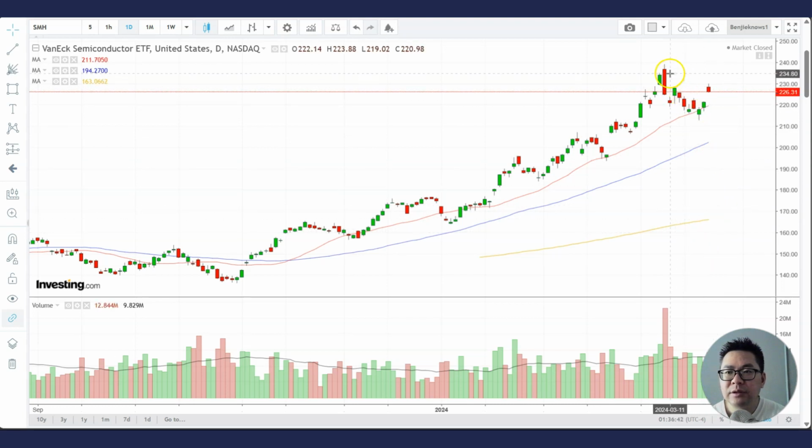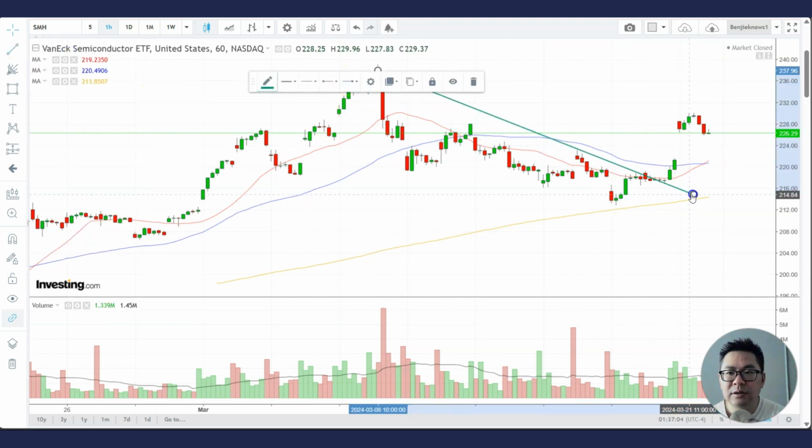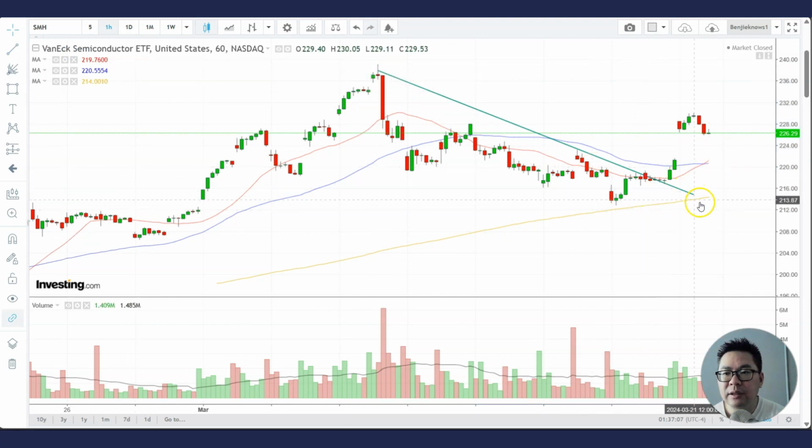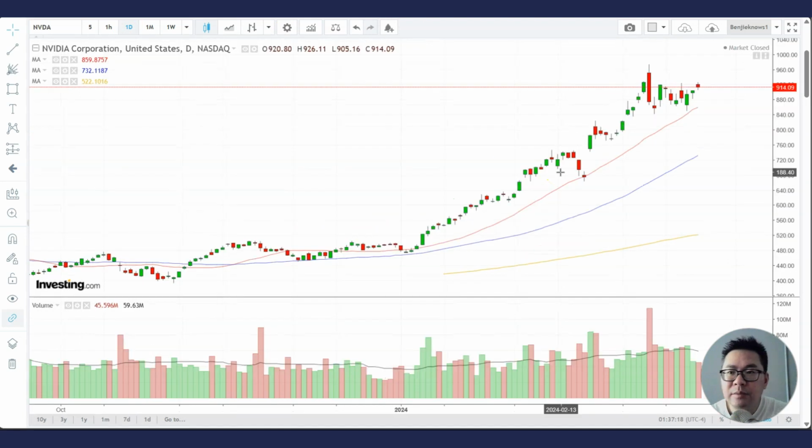Recently it just corrected to the 20 MA, and this usually is a setup. When stocks or an index drop to the 20 MA, it could be a buying opportunity, and these 2 days have been so. Let's look at the 60-minute chart. It has gone back above the 50 MA, and it's conducive for longs in the short term. It broke above the downtrend line and is still above the rising 200 MA, so you should continue to have a bullish bias in the semi area.